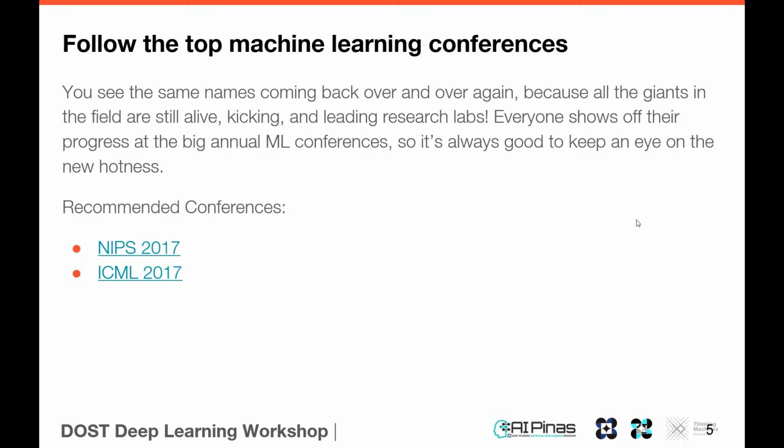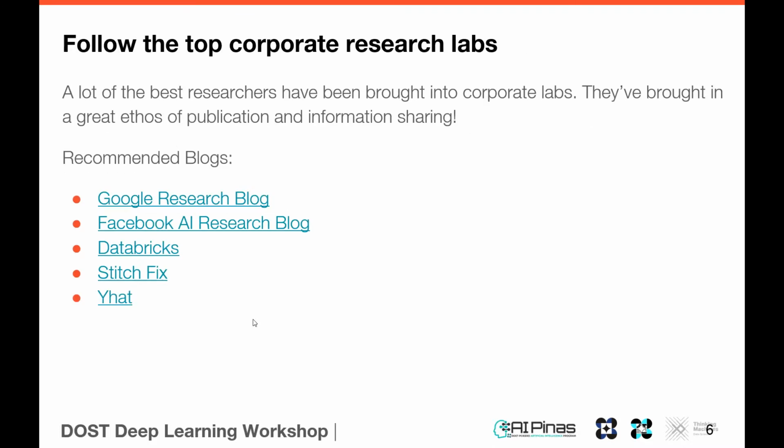Next, you should follow the top machine learning conferences. A lot of the forefathers of deep learning are still around and still, frankly, extremely productive. Everybody shows off at these big annual ML conferences. If you get an opportunity to go, it's nerd heaven. Do it. Two conferences where all the coolest papers tend to show up are NIPS and ICML. The 2018 NIPS is going to be in Montreal, and I think ICML is going to be somewhere in the United States. But again, excellent opportunities to really meet the people in this field.